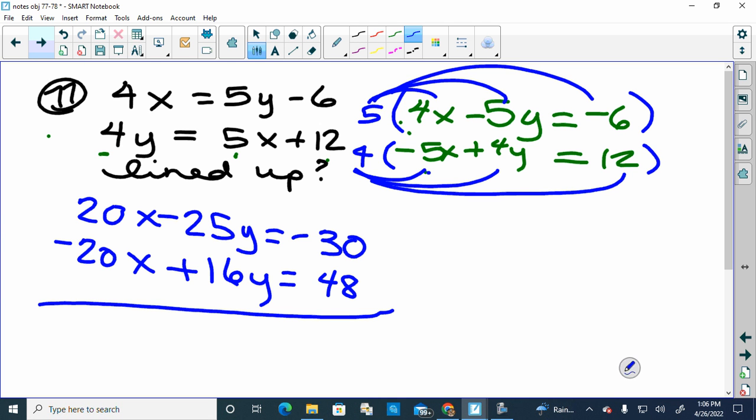Okay, we're able to get rid of the x's, right? So the x's go away. This would give me a negative what? 9. That one gives me 18. Okay, divide by a negative 9, so y would be a negative 2.